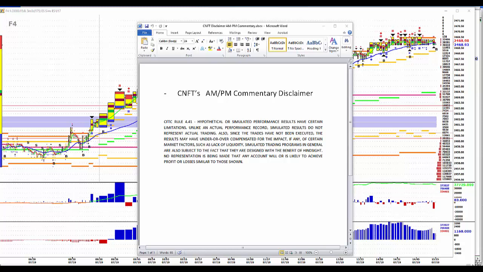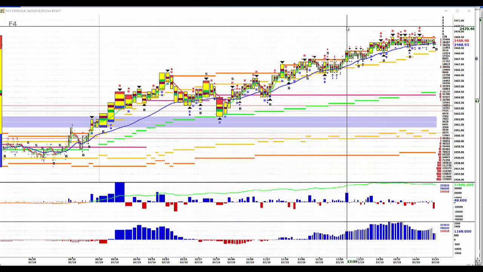Hypothetical simulated performance results have certain limitations, unlike an actual performance record. Simulated results do not represent actual trading. Also, since the trades have not been executed, results may have under or overcompensated for the impact of certain market factors, such as lack of liquidity. Simulated trading programs in general are also subject to the fact that they're designed with the benefit of hindsight. No representation is being made that any account will or is likely to achieve profit or losses similar to those shown.